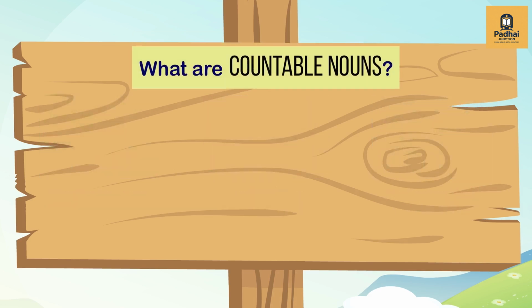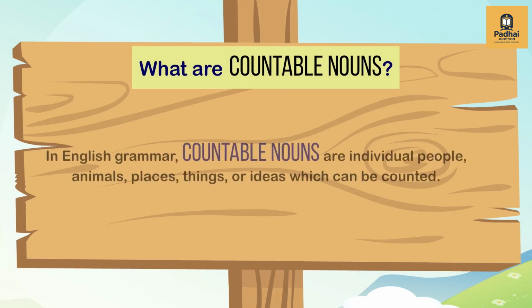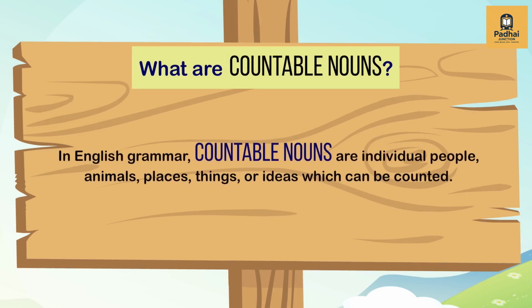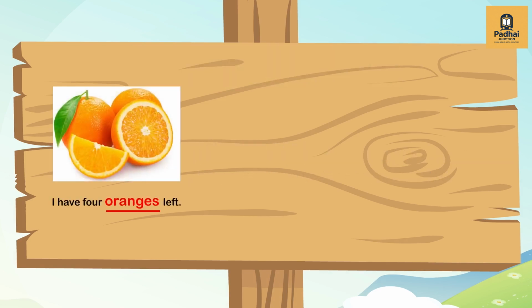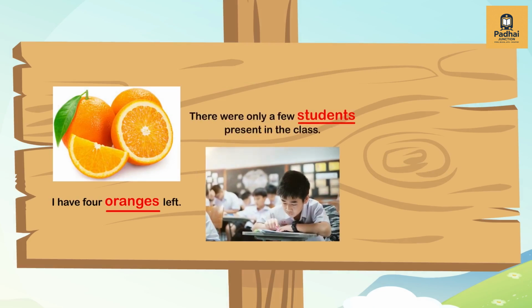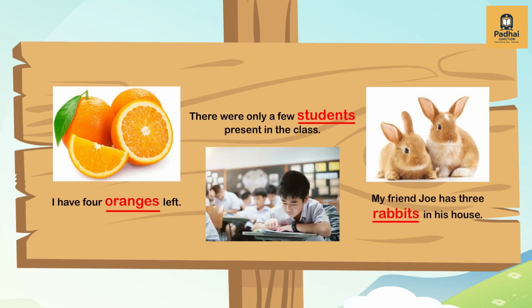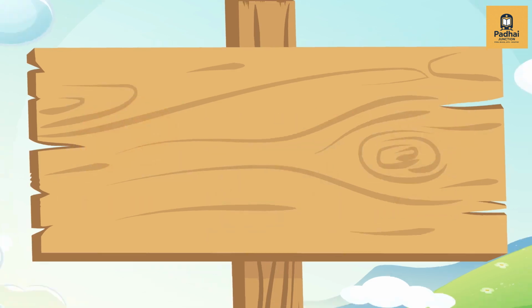So, let's understand what are countable nouns. In English grammar, countable nouns are individual people, animals, places, things, or ideas which can be counted. Let's see some more examples of countable nouns. I have 4 oranges left. There were only a few students present in the class. My friend Joe has 3 rabbits in his house.